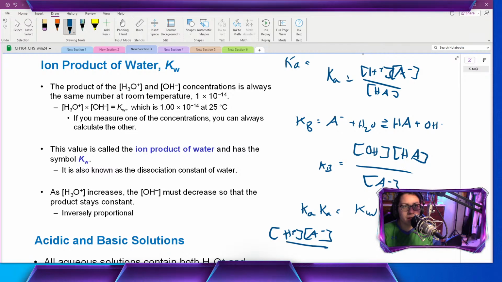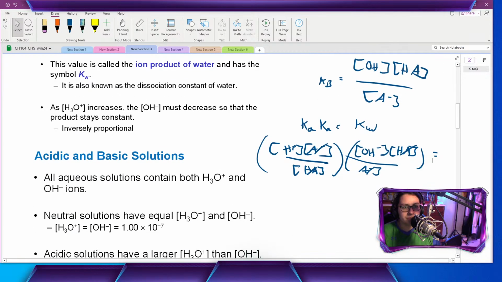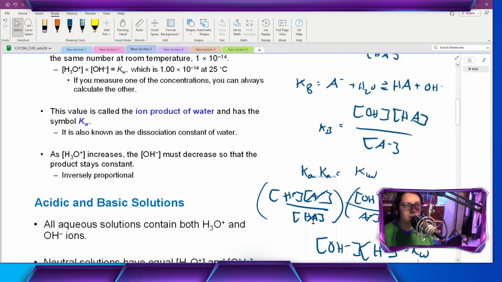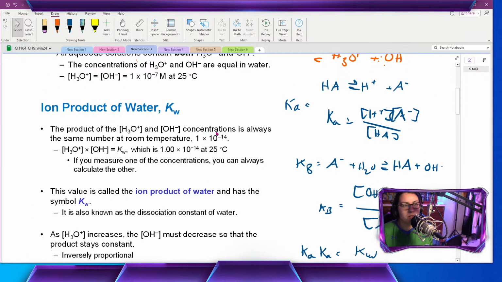So now I'm just plugging in exactly what we said, times Kb, so OH- times HA. The whole point of this is to show that all this cancels out. And so we're left with the hydroxide concentration times the hydronium, or H+, concentration, like I abbreviated. And this is our Kw, the water product constant. And this is where this starts to come back in.